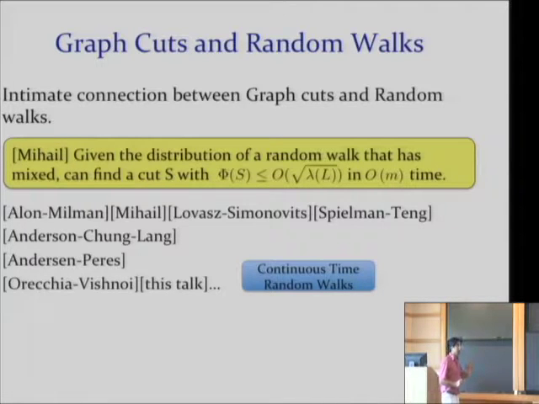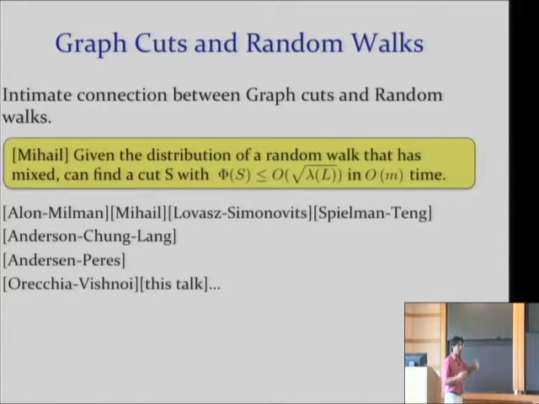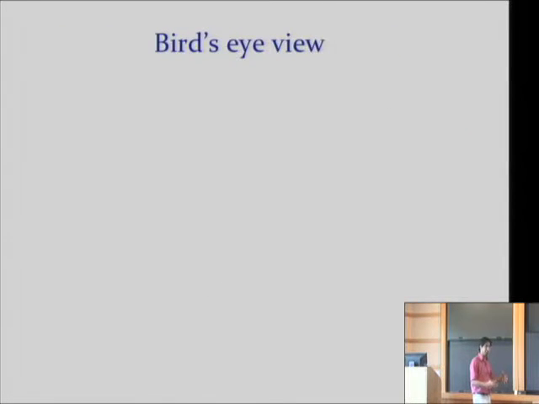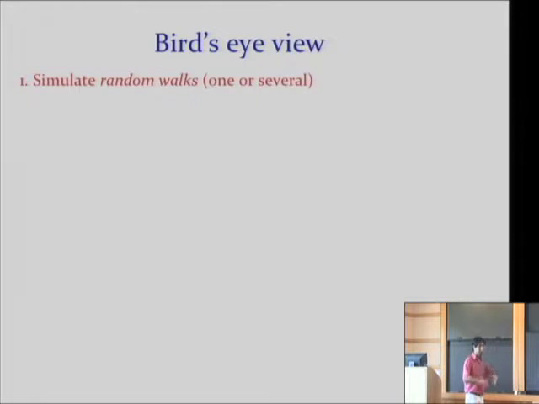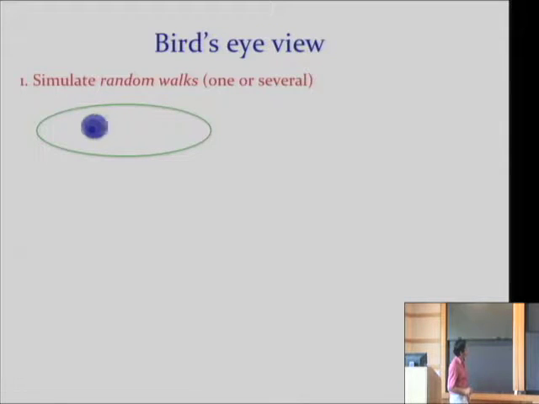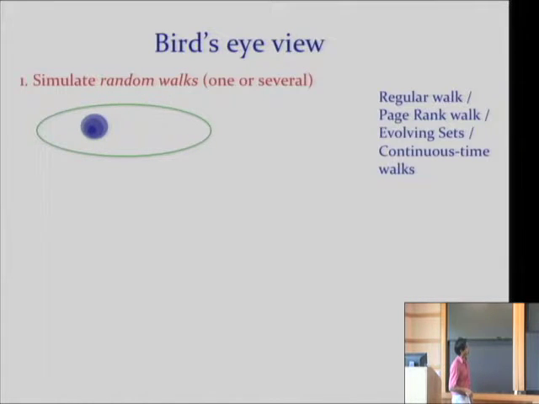Good. Let me give you a bird's eye view of a lot of these algorithms. They'll fit vaguely in this framework. You can do a lot of different things, but I just want to give you a flavor of what kind of algorithms to expect for balanced separator. The first step in most of these algorithms is you simulate a random walk, either one or several, and as I mentioned, you can try several kinds of random walks: a regular random walk, page rank, evolving sets, and continuous time random walks.